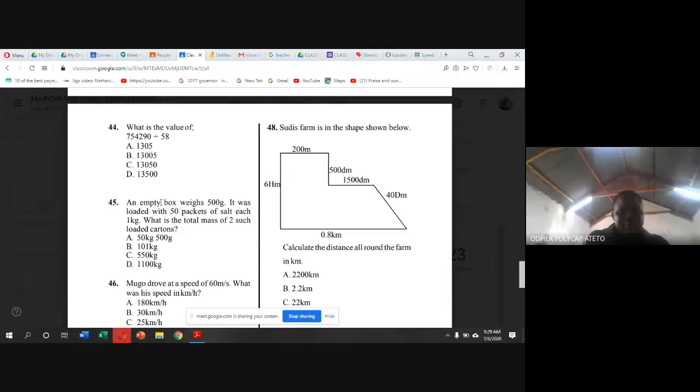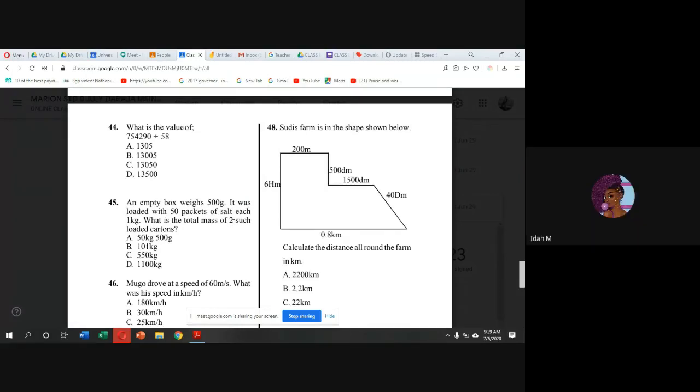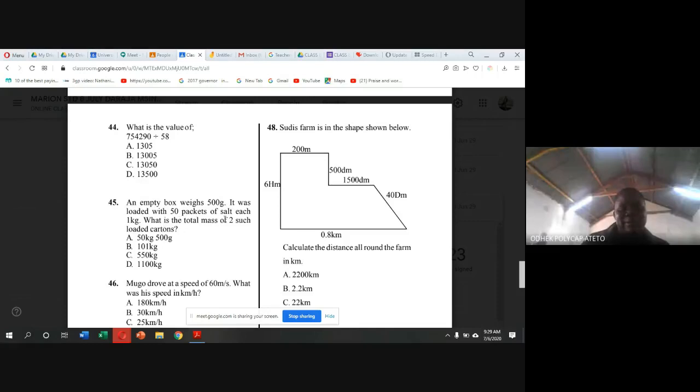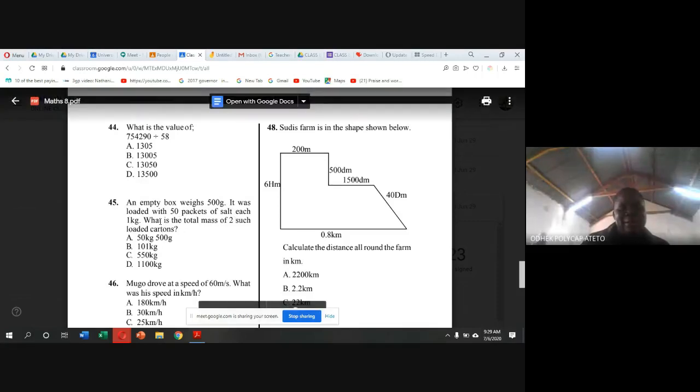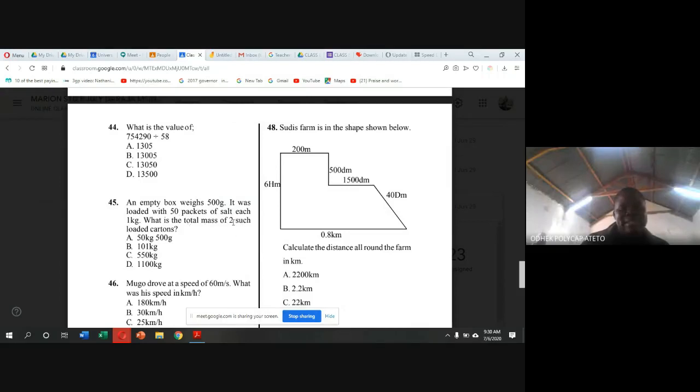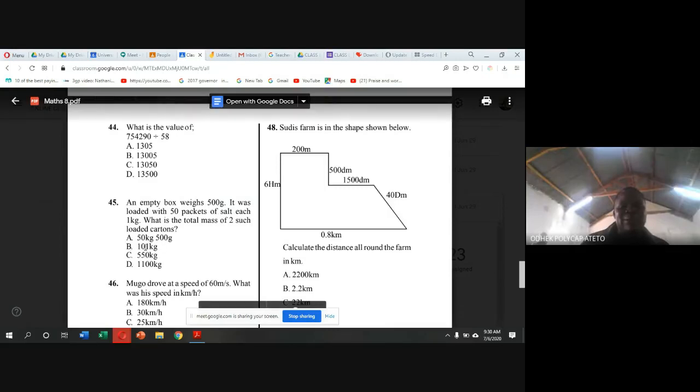So we are saying an empty box weighing 500 grams. So first of all, just do 500 times 2 because you have two boxes. Is that correct? Yes. And it was loaded with 50 packets of salt each weighing 1 kilogram. So 1 times 50, that is 50 times 2, that is 100. And then 500 grams times 2 will give you 1 kilogram. So the answer will be 101 kilograms.